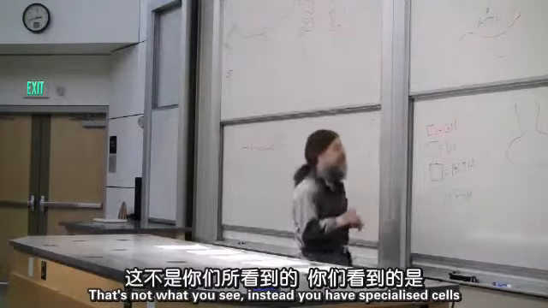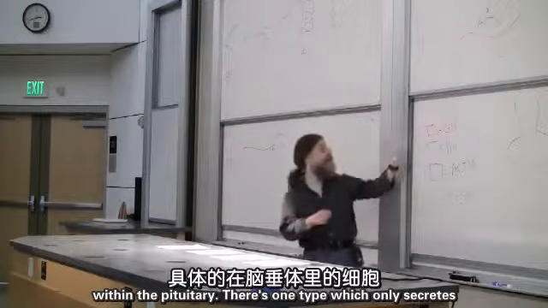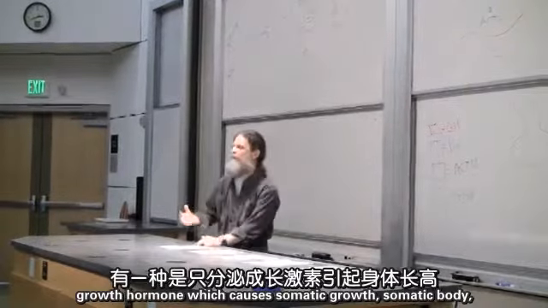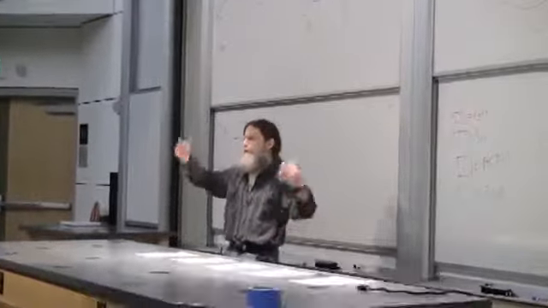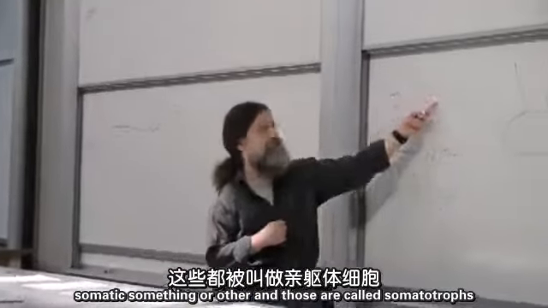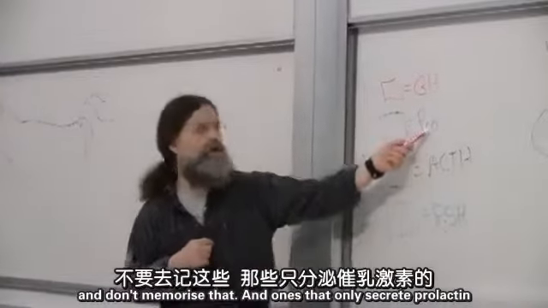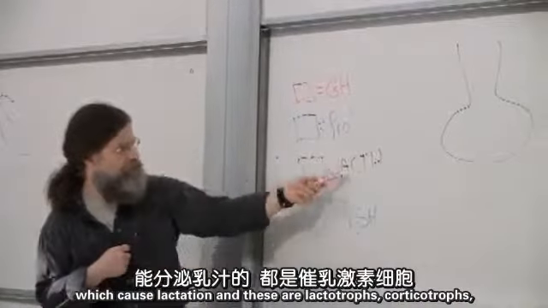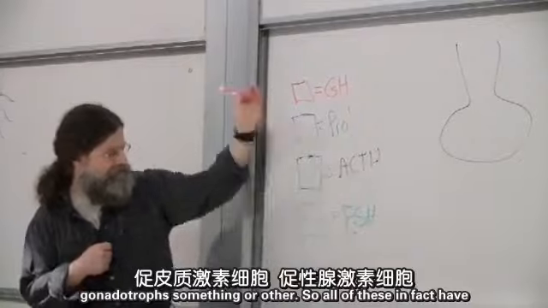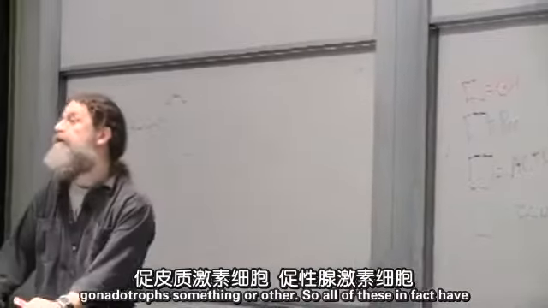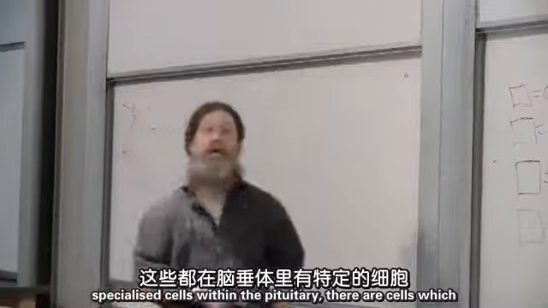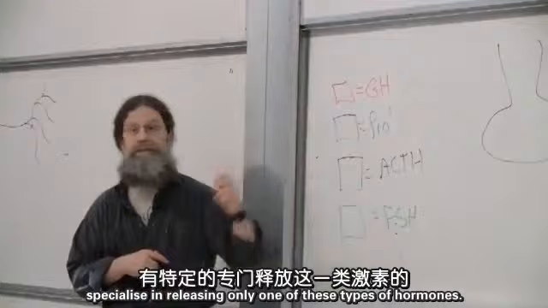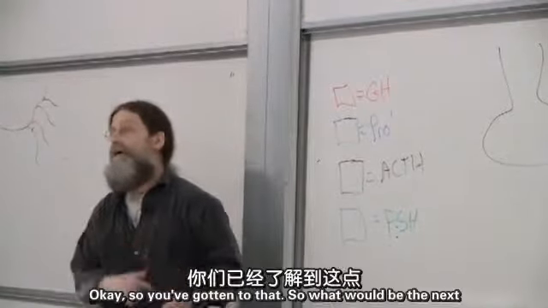Instead, you have specialized cells within the pituitary. There's one type that only secretes growth hormone, which causes somatic growth, and those are called somatotrophs. And don't memorize that. Ones that only secrete prolactin, which cause lactation. These are lactotrophs, corticotrophs, gonadotrophs, and so on. So all of these, in fact, have specialized cells. Within the pituitary, there are cells that specialize in releasing only one of these types of hormones. Okay, so you got into that.